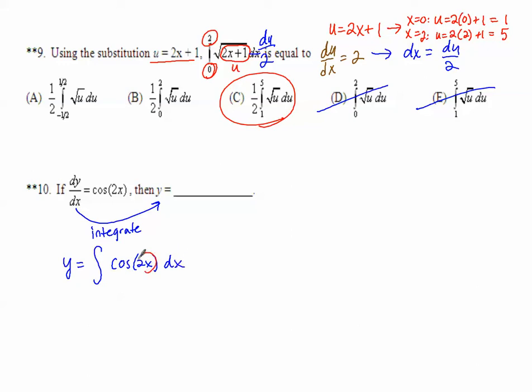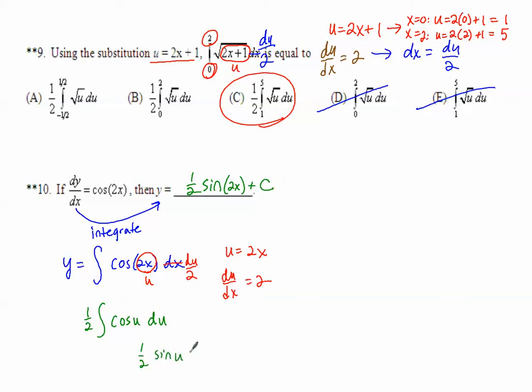So do our steps. Identify the u. u is 2x. Take its derivative. Solve for dx. It's du over 2. You know that means we have a 1/2 to bring out. Cosine of u du is left. What's the antiderivative of cosine? It's sine. u is 2x. Don't forget about the constant multiple of 1/2, and don't forget about plus c. Remember always to plug back in what u is.